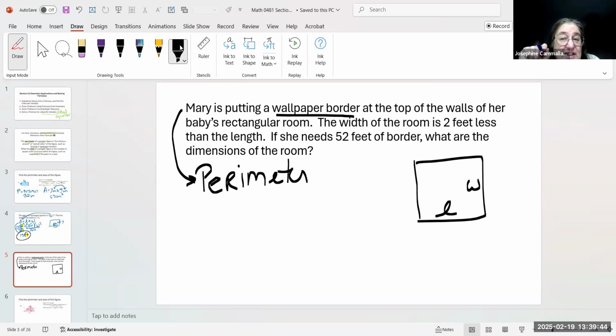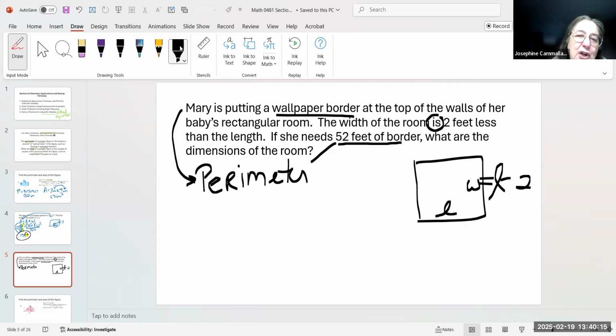Now the second sentence says the width of the room, see that little "is"? That's my equal sign. 2 less than the length. 2 less than the length. Now, if she has 52 feet, notice feet is not squared. That's another indication you're talking perimeter.